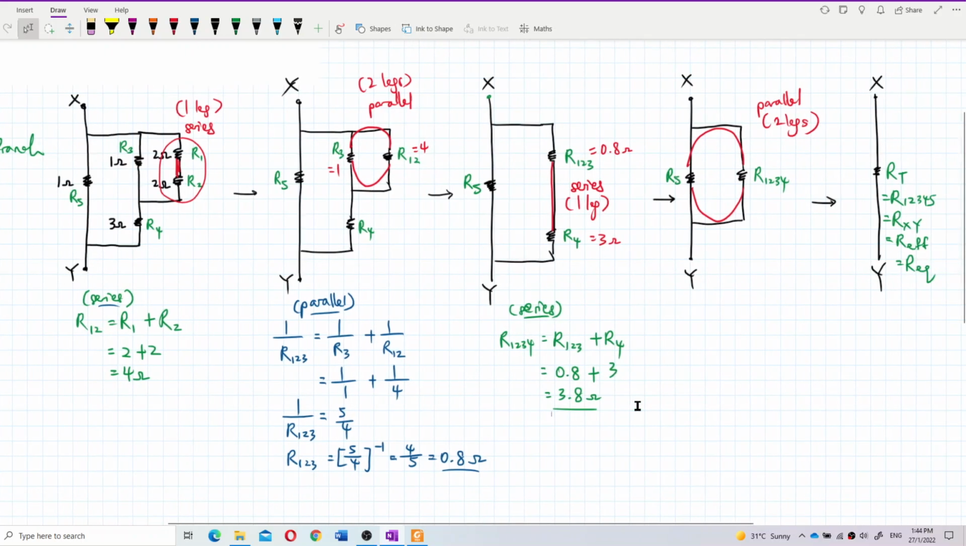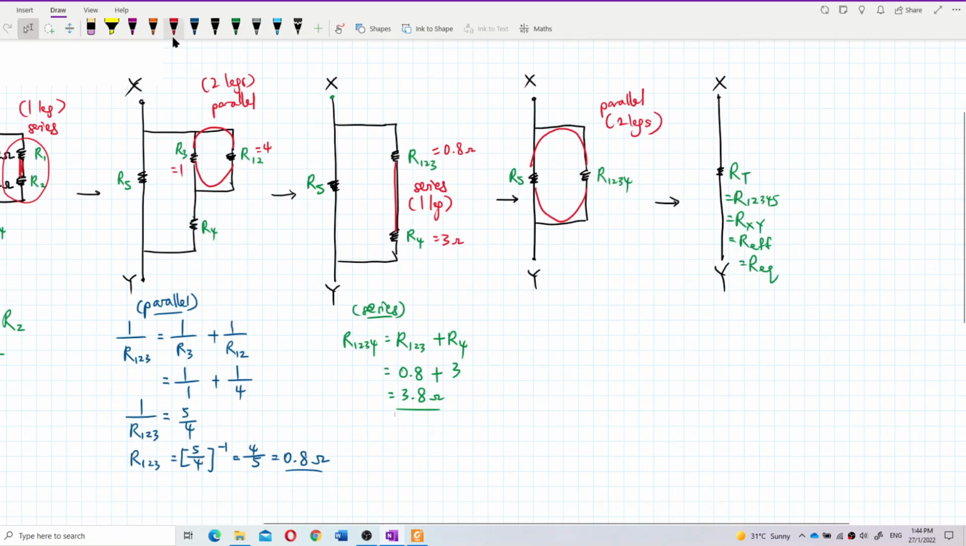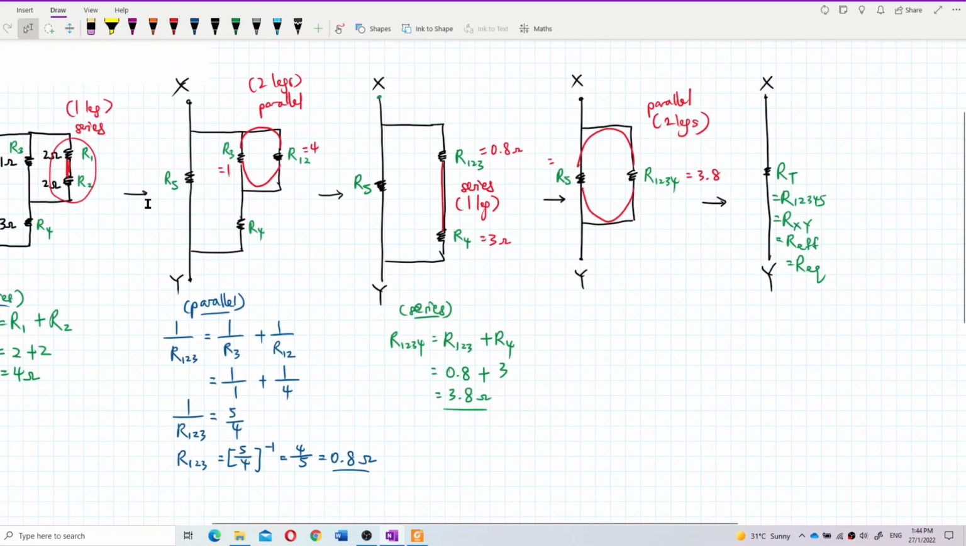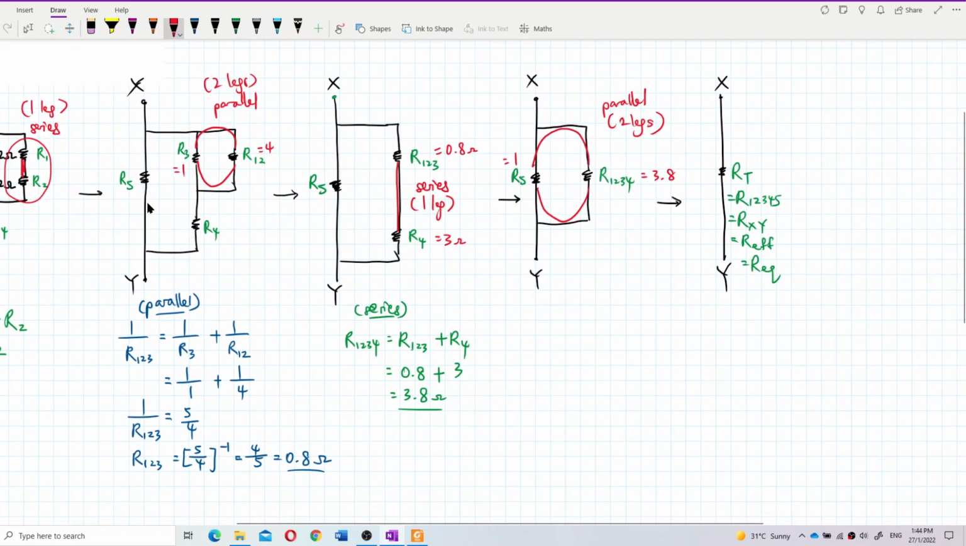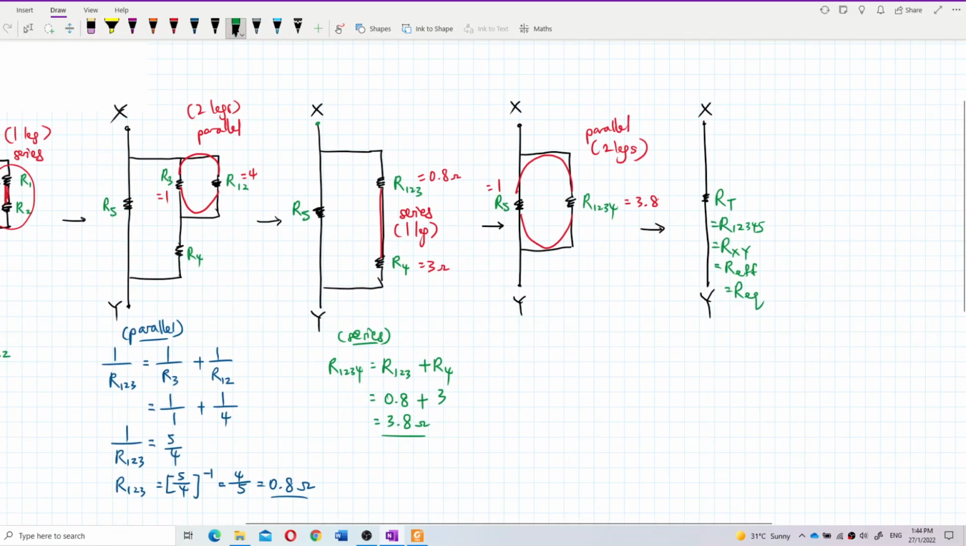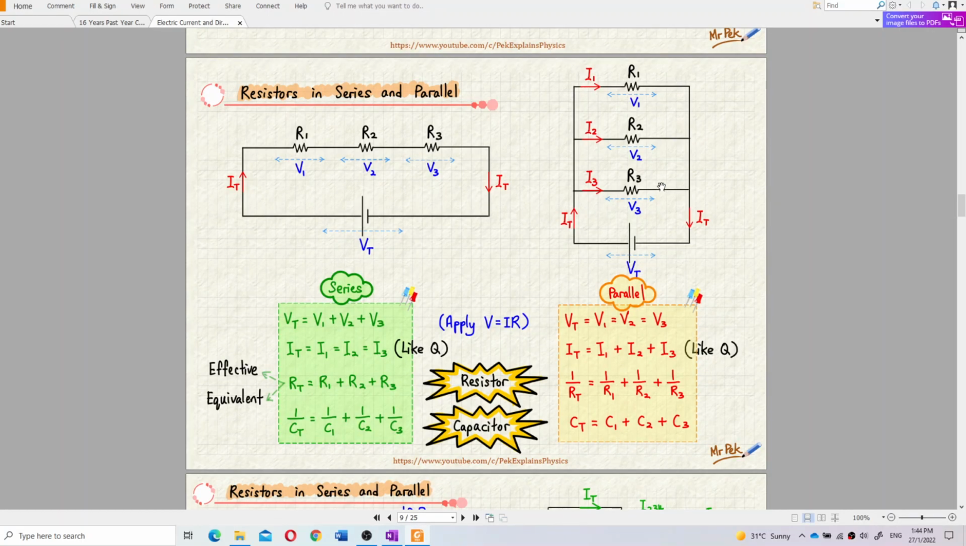Okay, so I write my 3.8 over here. R1234 is 3.8, whereas my R5 is actually just 1 ohm. Now this R1234 and R5, they are parallel, and a parallel resistor becomes a smaller resistor.